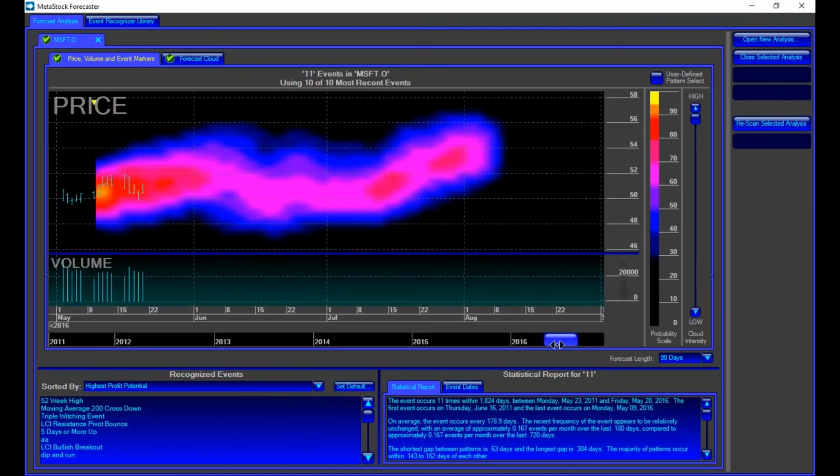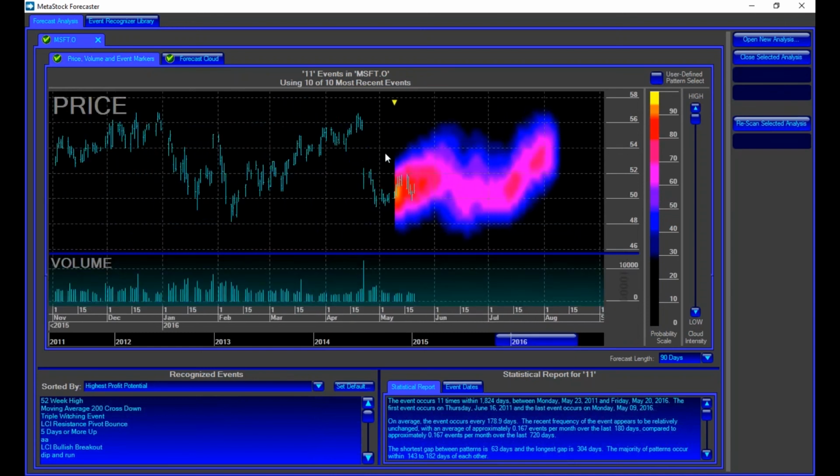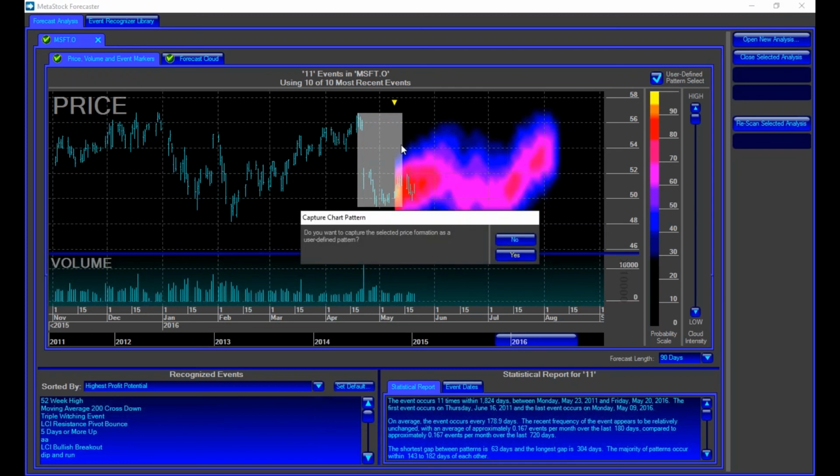But with Microsoft, something happened not too long ago. We had this big gap down. Now I want to know what's going to happen after this gap down. So what we're going to do is select a pattern from the chart. I can do this anywhere, but let's drag from about 3 bars before this drop-off to about here. Actually, it kind of looks like a J-hook pattern. So we're going to click yes.